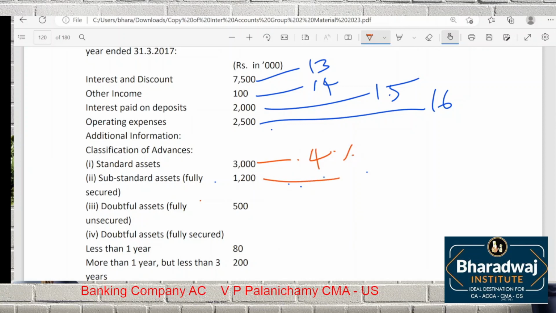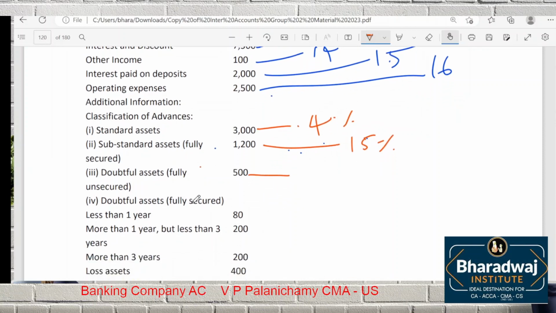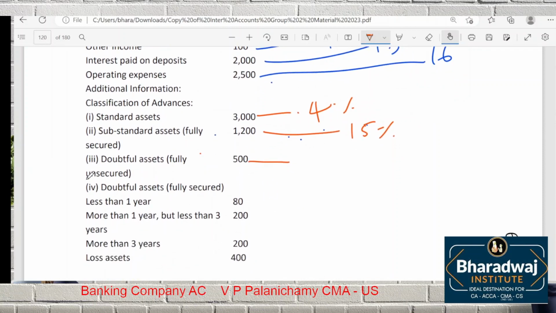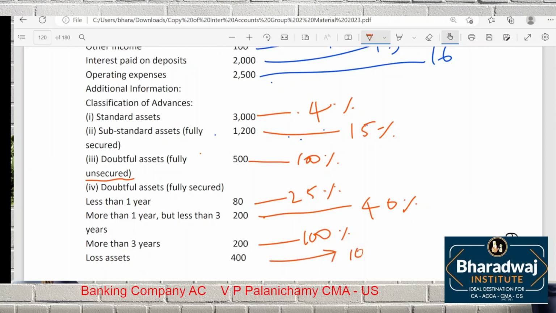Substandard assets, fully secured. Secured percentage, 15%. Doubtful assets, fully unsecured means 100%. We know 100% provision to be created. Doubtful assets, fully secured up to 1 year, how much percentage? 25%. Up to 3 years, 40%. Then more than 3 years, 100%. Loss assets also we have to create what? 100% provision.